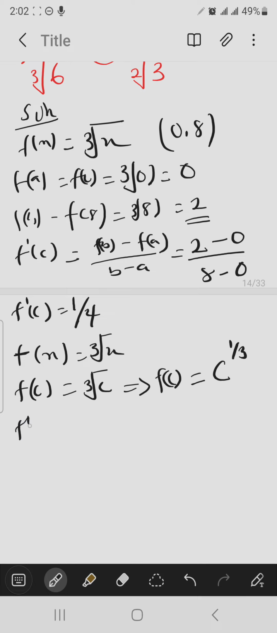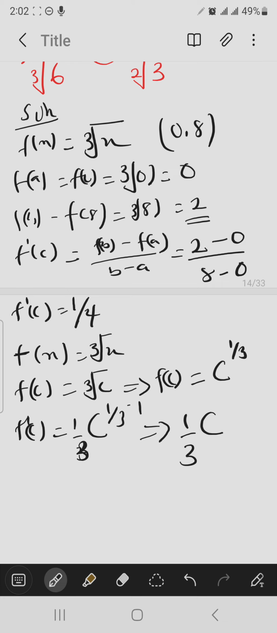Now when you find f prime of c, it will now be equal to what? 1 over 3 multiplied by c raised to power 1 over 3 minus 1. You know we are going to subtract 1. So it will now be equal to 1 over 3 c raised to power 2 over 3 minus 2 over 3. I don't know if you understand what I'm saying very well. Like I really don't know if you get this.